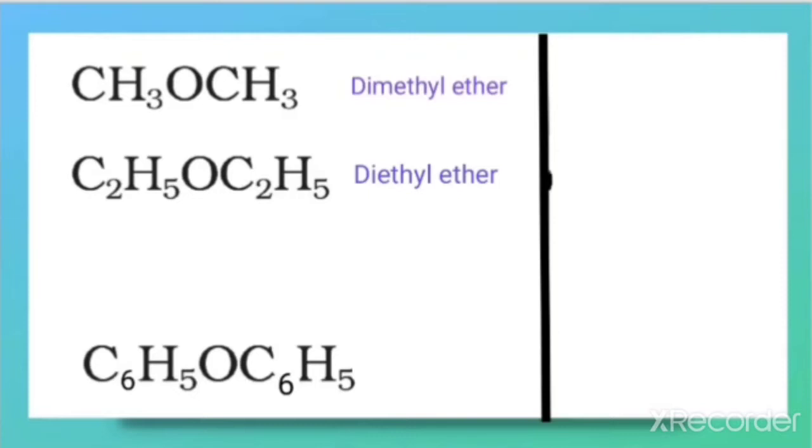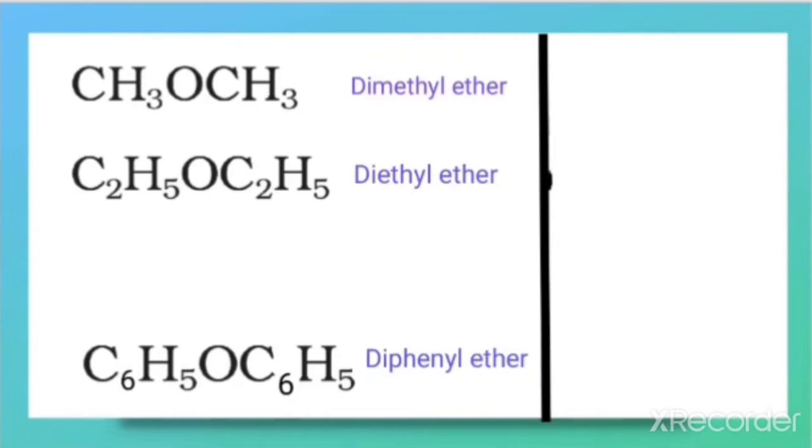What about the third one? Here it is symmetrical because both the groups are the same, but it is a phenyl group. C6H5 is the phenyl group. So we name this one diphenyl ether. So these are the names given to the ether depending upon the alkyl group or the aryl group attached to the O. Both are the same here, therefore we are using the prefix di because both the groups are the same.